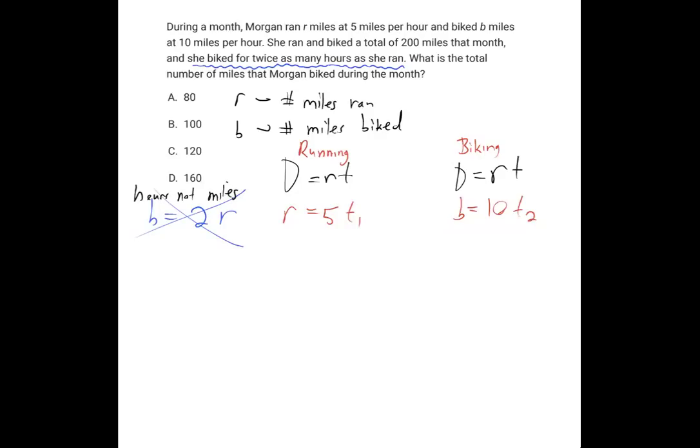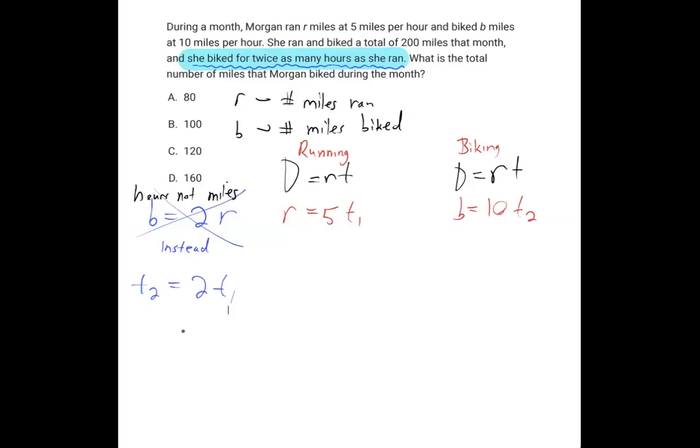Instead, this sentence right here is basically telling us that T2 is twice T1, because that's the amount of time that she biked, and the other one is the amount of time that she ran. So instead of this equation, it should be T2 equals 2 T1. So right now we've got another set of variables there.